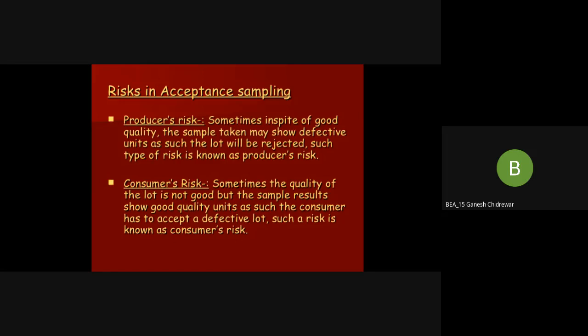Now, producer risk: sometimes, in spite of good quality, the sample taken may show defective units, and as such the lot will be rejected. Such a risk is known as producer risk. Whenever that lot is rejected, producer risk is definitely there, because the operating or manufacturing cost of that product will be a loss.